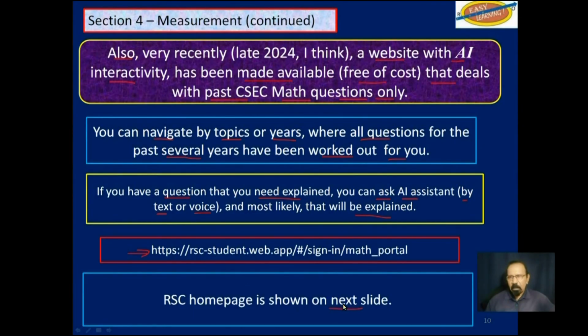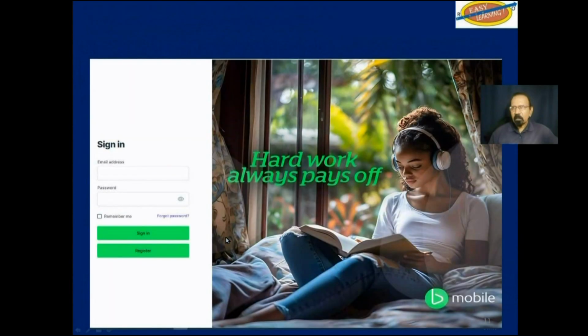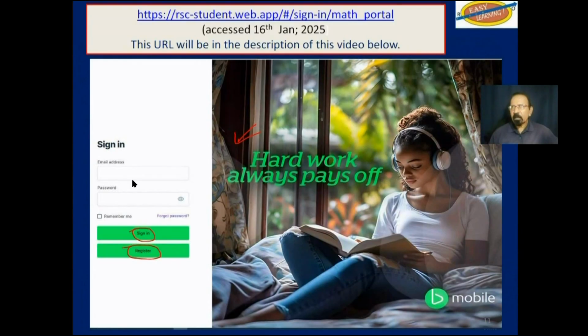On the next slide, I will show you what the home page looks like for this site. This is the home page here. You will first have to register, and subsequent to that, you would sign in. Again, this is the URL. I will include that URL in the description below, so it will be easy for you to get to this website by just clicking on the provided link.